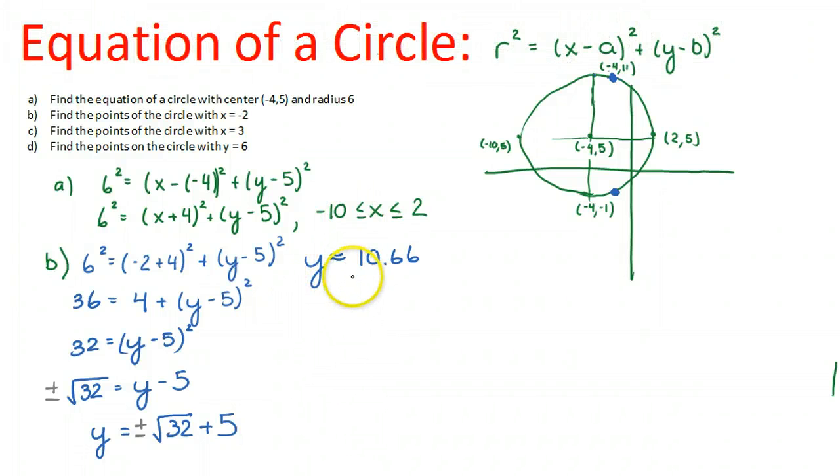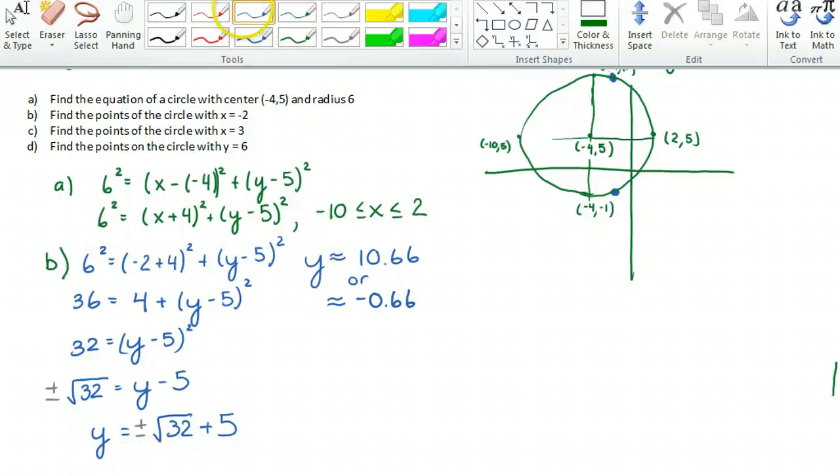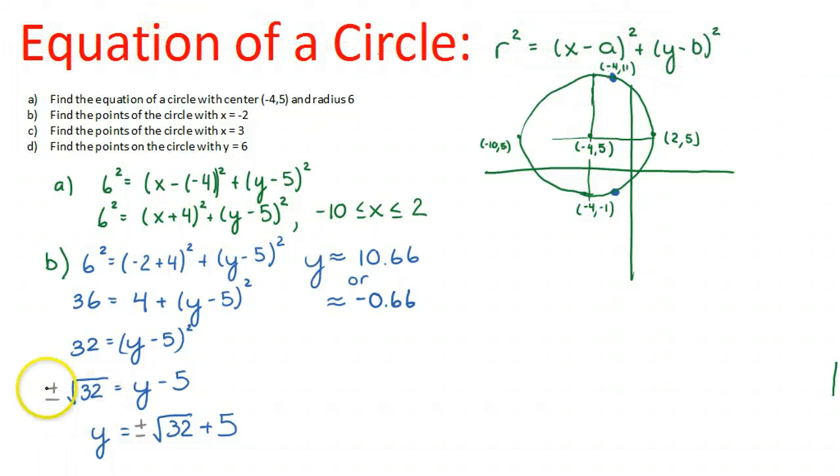So y is approximately equal to 10.66, or y is approximately equal to negative 0.66. That is how we account for both the answers in these cases. So a little way just to articulate the idea that if you take the square root, you have to account for the plus or minus.